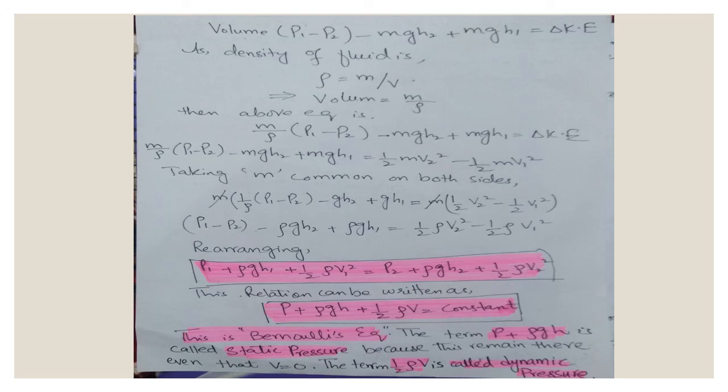Now rearranging the equation, P1 plus rho g h1 plus 1 over 2 rho v1 square is equal to P2 plus rho g h2 plus 1 over 2 rho v2 square. The relation can be written as P plus rho g h plus 1 over 2 rho v square is equal to constant, as I stated before. That is called Bernoulli's equation. Here the term P plus rho g h is the static pressure, and it remains even when the dynamic pressure, 1 over 2 rho v square, is absent.